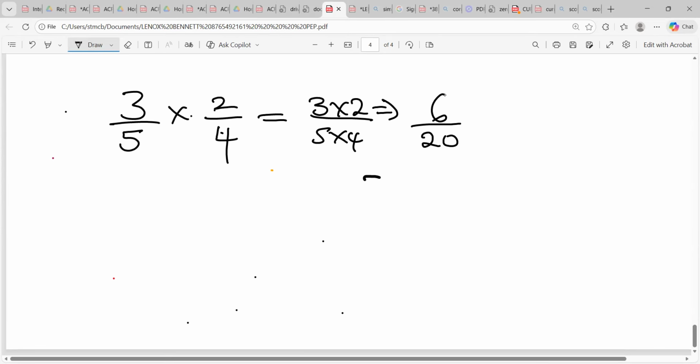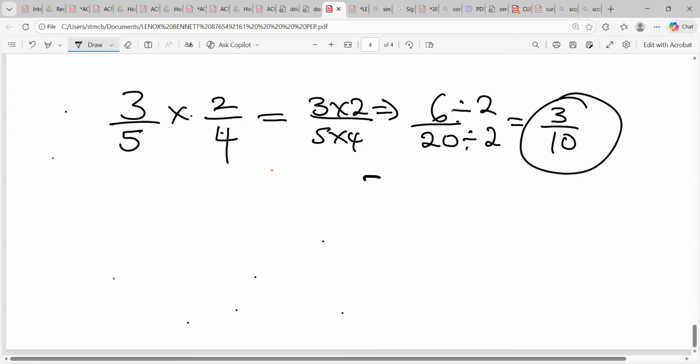In order to simplify 6 over 20, you're going to divide by 2. When you divide 6 over 20 by 2, you're left with 3/10. So the answer is 3/10. All right, I totally agree.